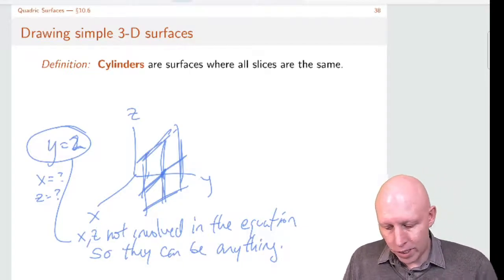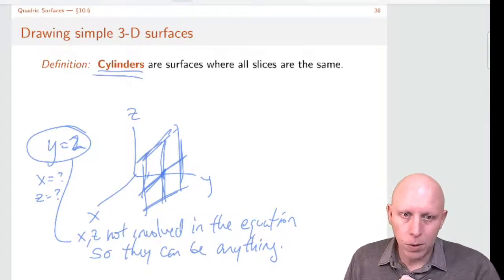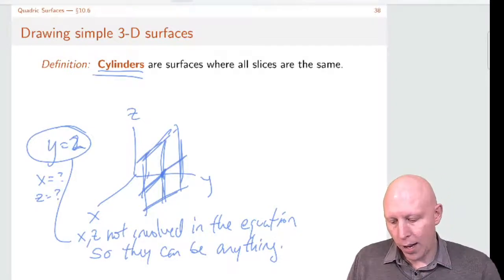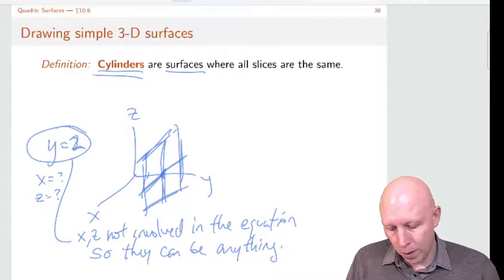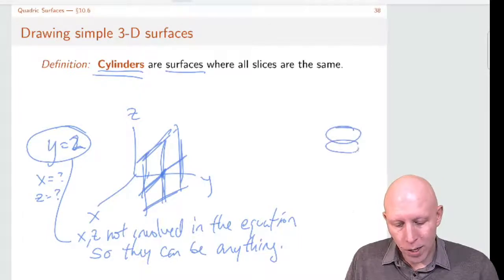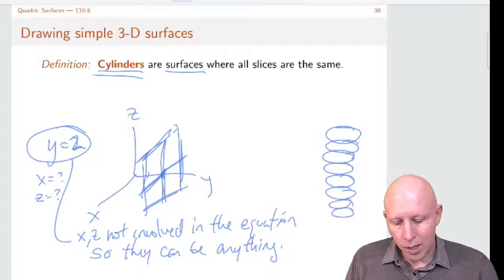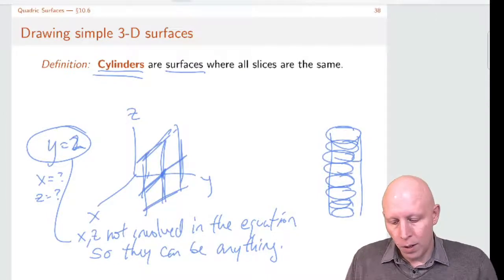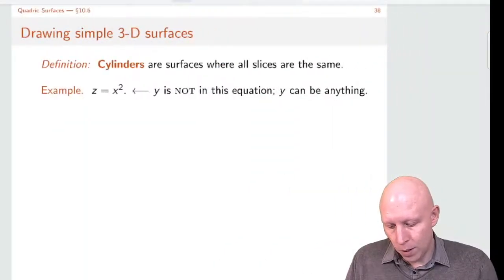I don't really like this name cylinders, but that's the name the book gives it. The idea of a cylinder is that we have a surface where all of the slices are the same. So we're going to be looking at this here. We have something where all the slices are exactly the same, and this looks like a cylinder. So that's where this name of what a cylinder is comes from. So let's look at an example.